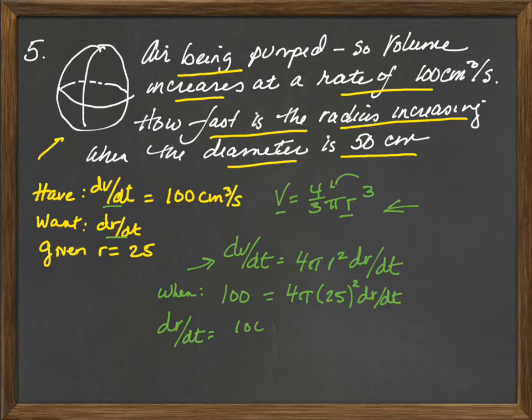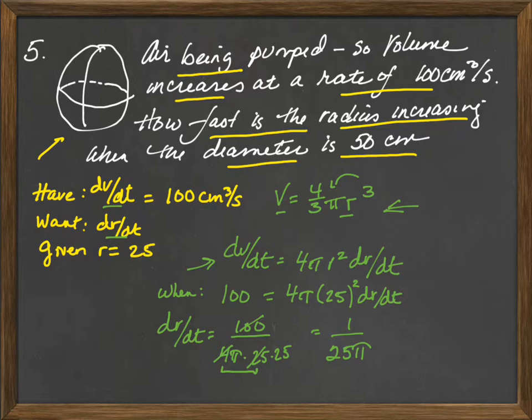So we have dr/dt then is 100 over 4 times pi times 25 times 25. I'm just going to leave that like that because it helps me solve it better. So I'm going to do this together and this together. That would be 100, right? So those would cross out, 100. So it's 1 over 25 pi. And hopefully that is the right answer.